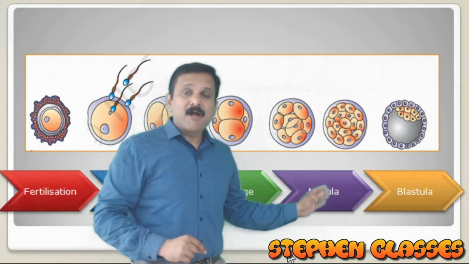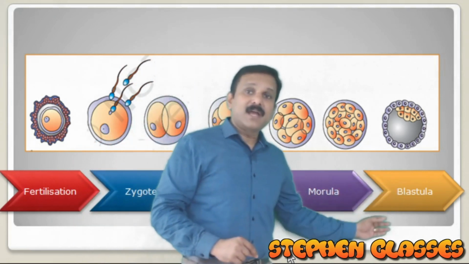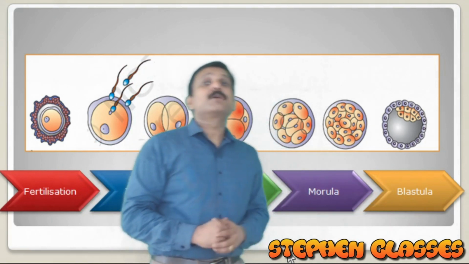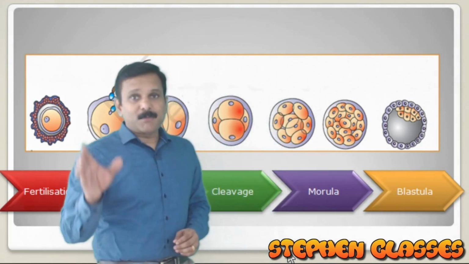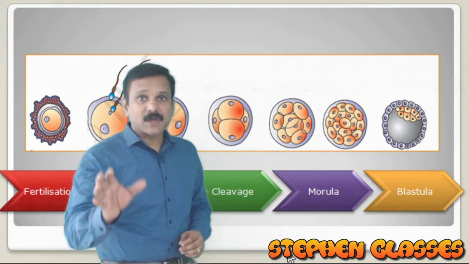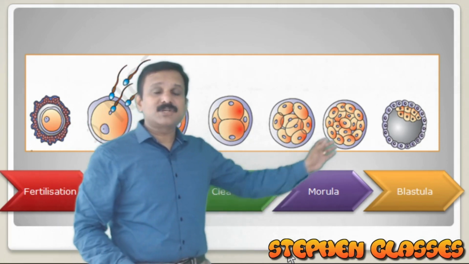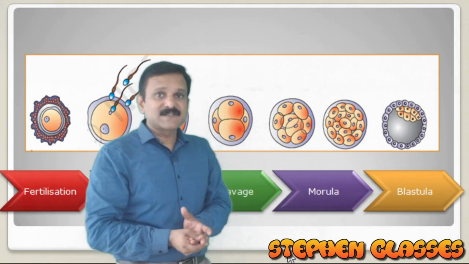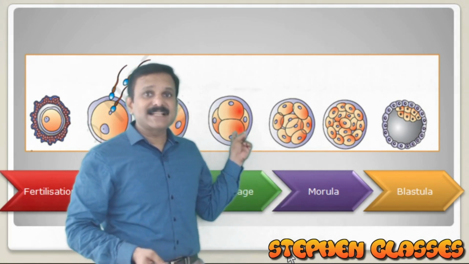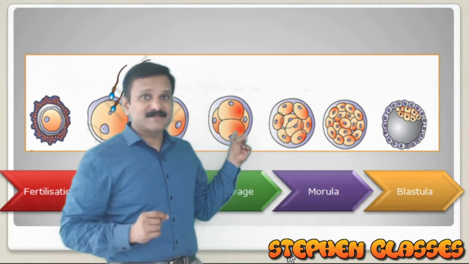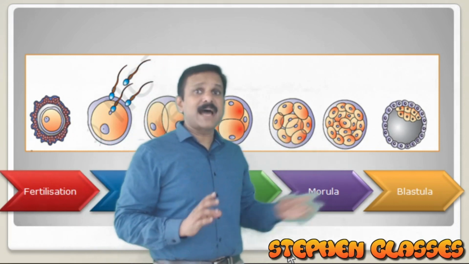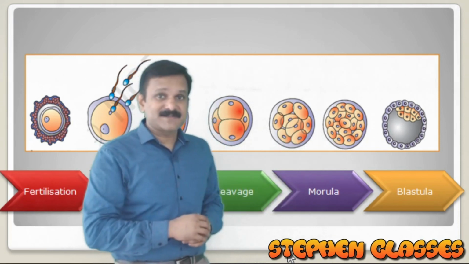Morula further undergoes cleavage and will be converted into a blastula. Blastula is a structure which undergoes implantation. All the cells which are formed as a result of this cleavage process, you can call these cells blastomeres. These cells which are formed are called blastomeres.